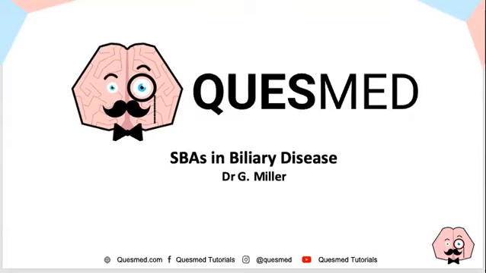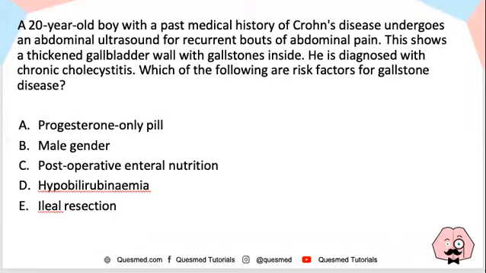So, diving straight into our first question. A 20-year-old boy with a past medical history of Crohn's disease undergoes an abdominal ultrasound for recurrent bouts of abdominal pain. This shows a thickened gallbladder wall with gallstones inside. He is diagnosed with chronic cholecystitis. Which of the following are risk factors for gallstone disease? We'll give you about a minute to answer this, and then we'll discuss it.